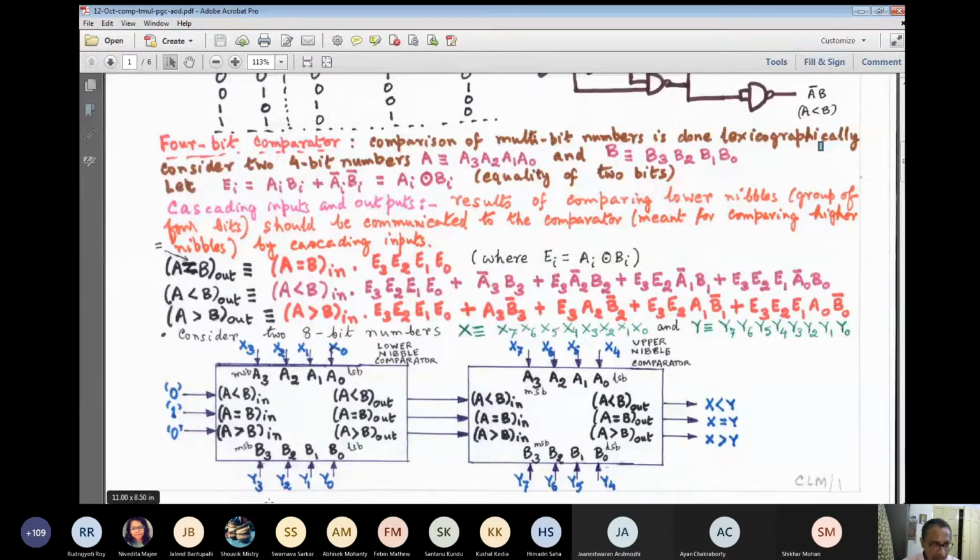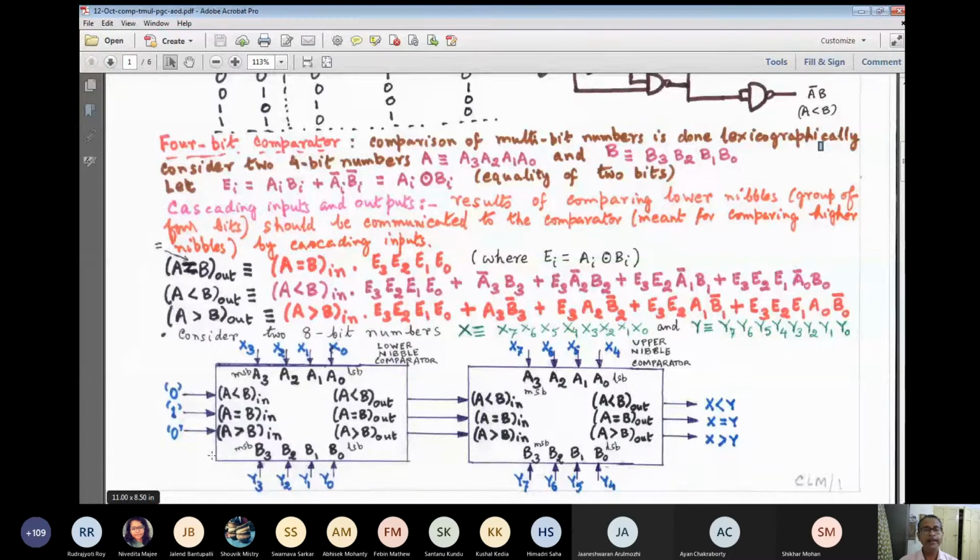Or else, if A3 equals B3 and A2 is at logic 1 while at the same time B2 is logic 0, then also we can say that word A is greater than B. And similarly this and similarly this. So that means this is regarding the comparison of 4 bits at a time. In addition, what is the situation regarding the comparison of the lower significance?